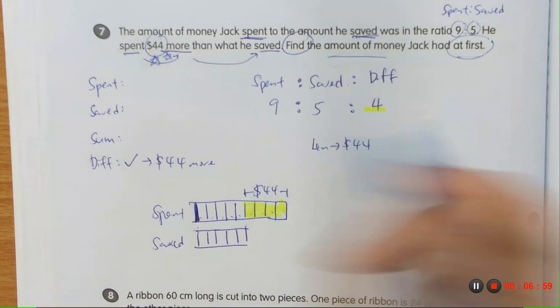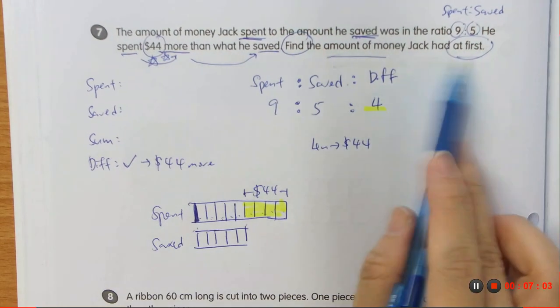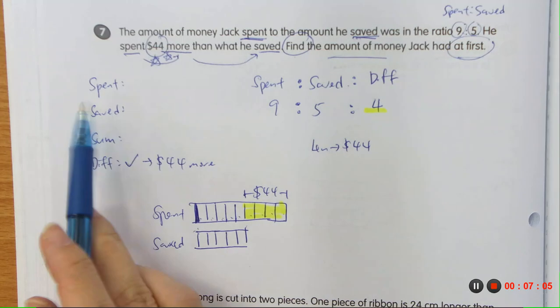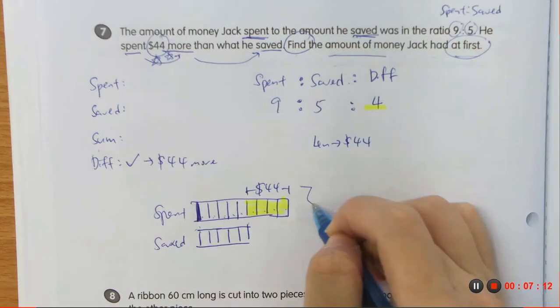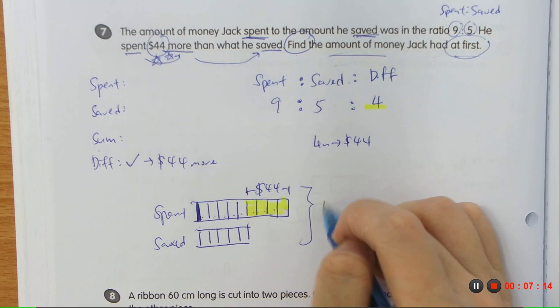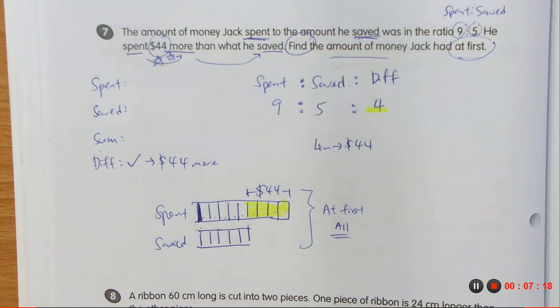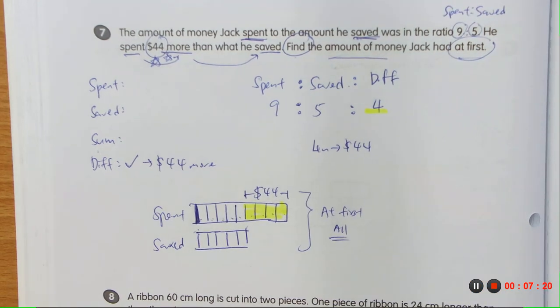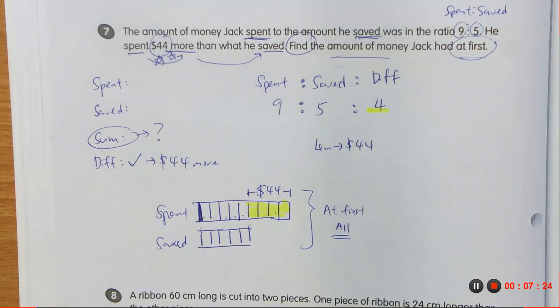So this spend is 9 units, save is 5 units. But what is this at first? At first, which one is it? Am I asking for spend, save, or sum? Spend and save. Yeah, it's actually both spend and save. So this is at first. So actually it's all the money at first. So Pythagoras is right. I heard him say sum, right? Yeah, so that's correct. This is the one that you're supposed to find.